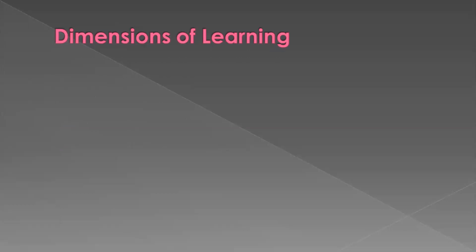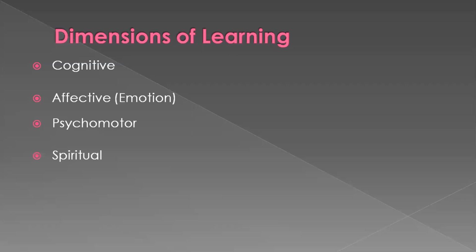There are different dimensions of learning. One is cognitive. Then affective, meaning emotions, is another dimension in learning. Then the psychomotor way of learning, then spiritual learning. These are the different dimensions of learning. I will give some pictures with the help of examples, and I will explain what they mean with their titles.